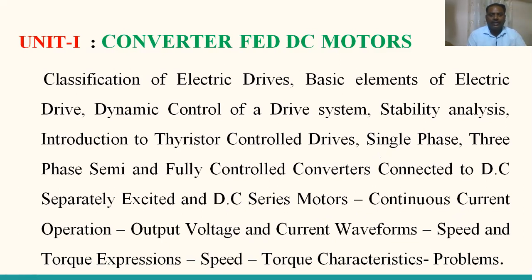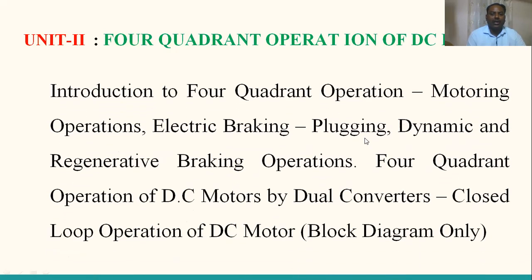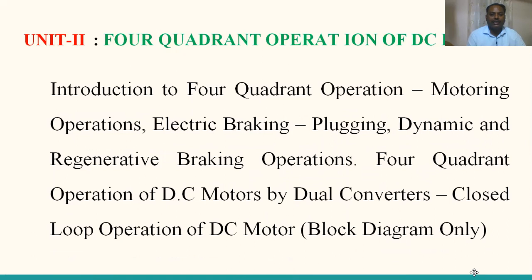Similarly, the second unit is the four quadrant operation of DC drives. So what is four quadrant operation? Let us see here. The best example for four quadrant operation of DC drives is a lift. A lift is the best example for four quadrant operation, where both motoring and braking operations are involved.